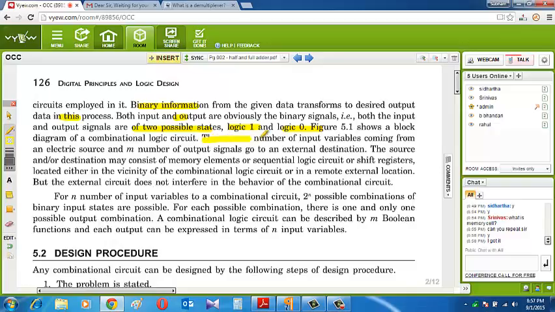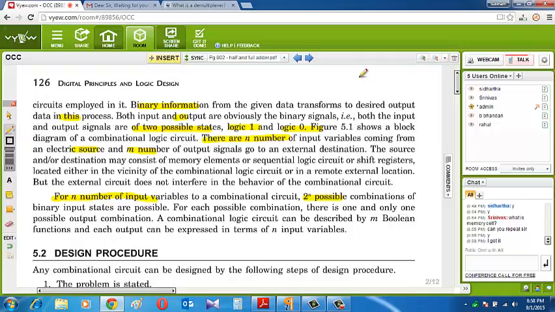And there are n number of input variables coming from the electric source and m number of outputs. It depends on what type of circuit you build. And see another important term: for n number of input variables to a combinational circuit, 2^n possible combinations of binary input states are possible.